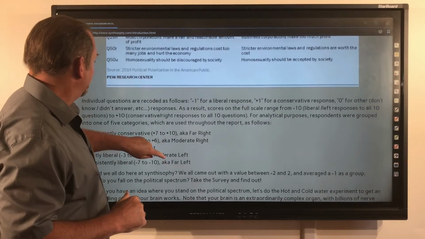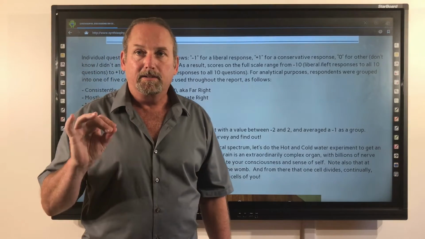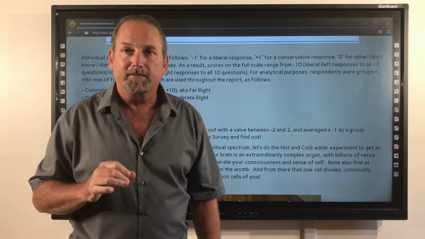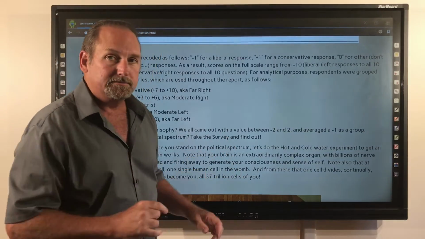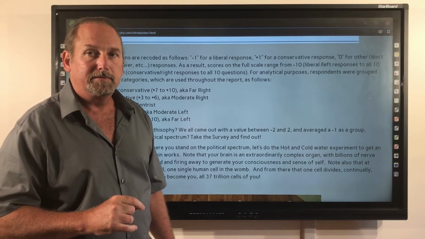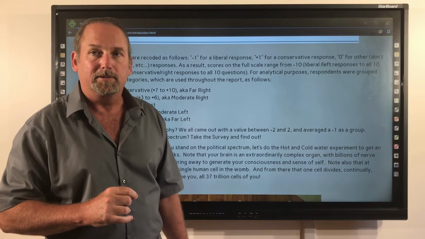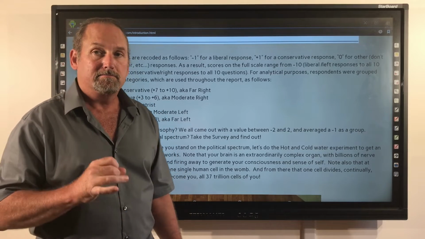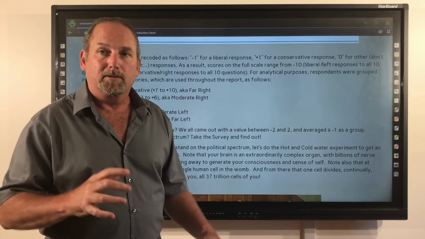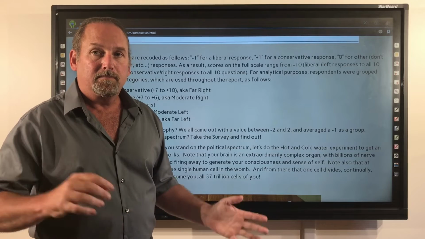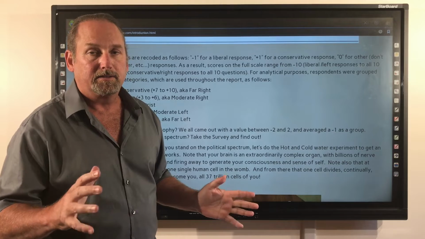Then, in order to score the tests, individual questions are scored as follows. Each one that you circled liberal for, give yourself a -1. For each response that you chose the conservative angle, give yourself a +1. For those that are no answer, 0. Then add up all the responses, and scores will range from -10, all liberal to every question, to +10, all conservative to every question.